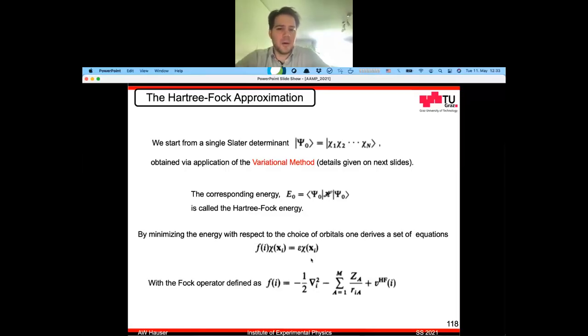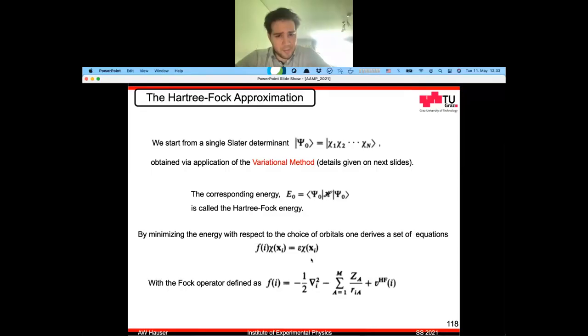Fi acting on chi of electron I gives us back this orbital multiplied by epsilon. So it is an eigenvalue problem that needs to be solved, and the corresponding operator on the left-hand side, this F, is the so-called Fock operator. Okay, so these are the Hartree-Fock equations in a molecular basis. They look pretty simple, and the Fock operator itself is written on the last slide, on the last line here.